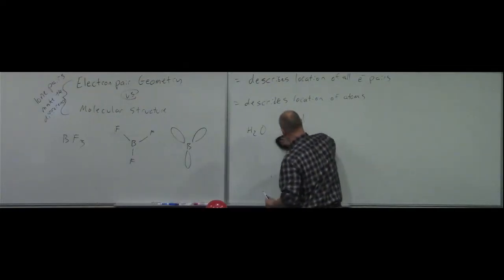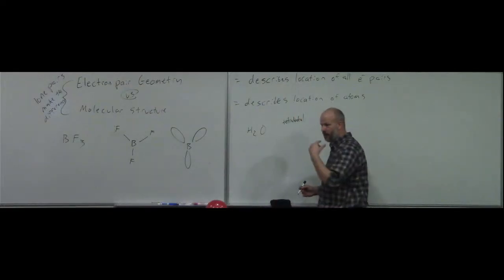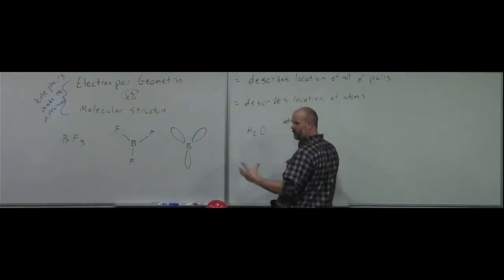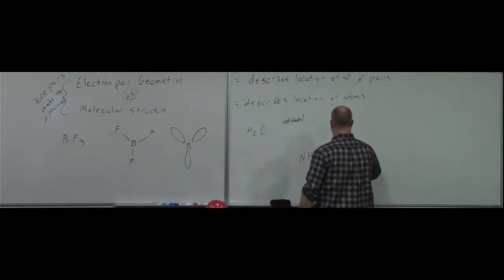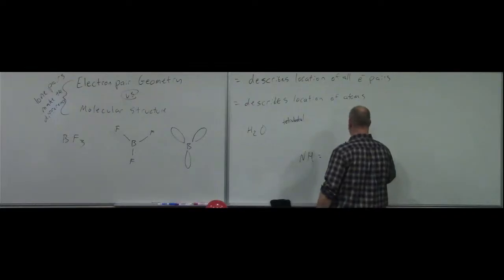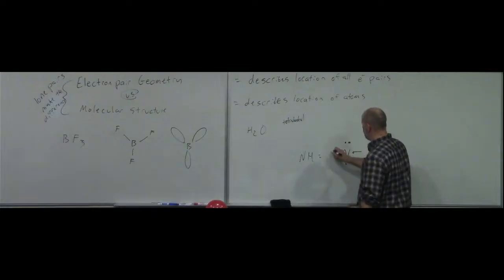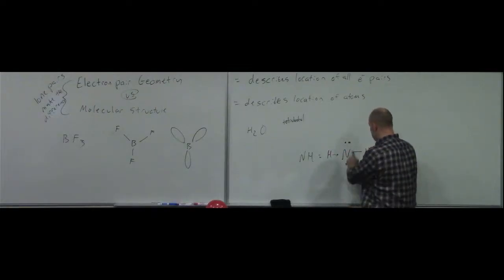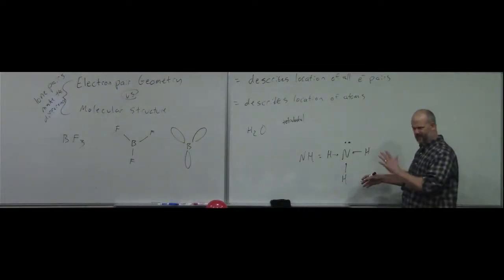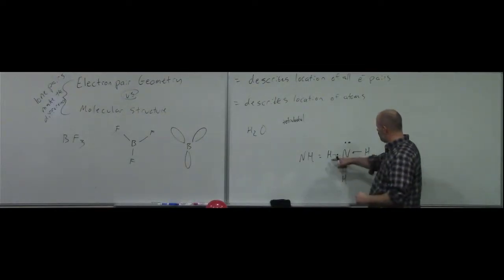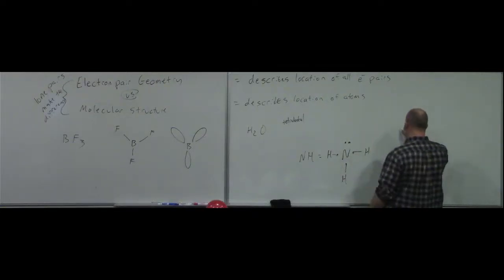NH3. How many regions of electrons do I have? If I did ammonia, NH3, it's 1, 2, 3, 4, 5, right? So don't forget to start with your Lewis dot. If you don't start with your Lewis dot, you can get yourself twisted pretty quick. But this shows me I've just got 4, right? That's all it is.